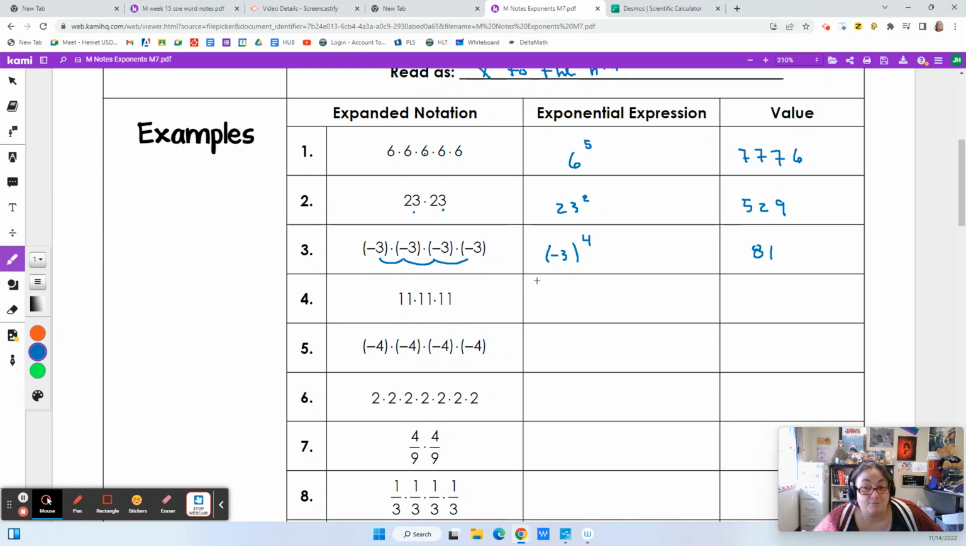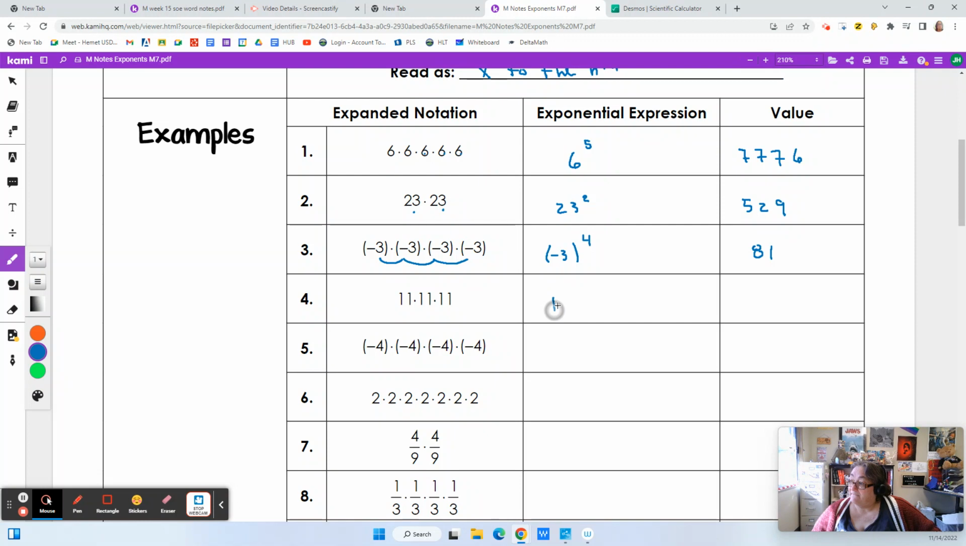Well, -3 times -3 is 9, right? Well, 9 times -3 is -27. And -27 times -3 is positive 81. And that's basically what we're doing when we do problems like this, right? We're just multiplying it multiple times.